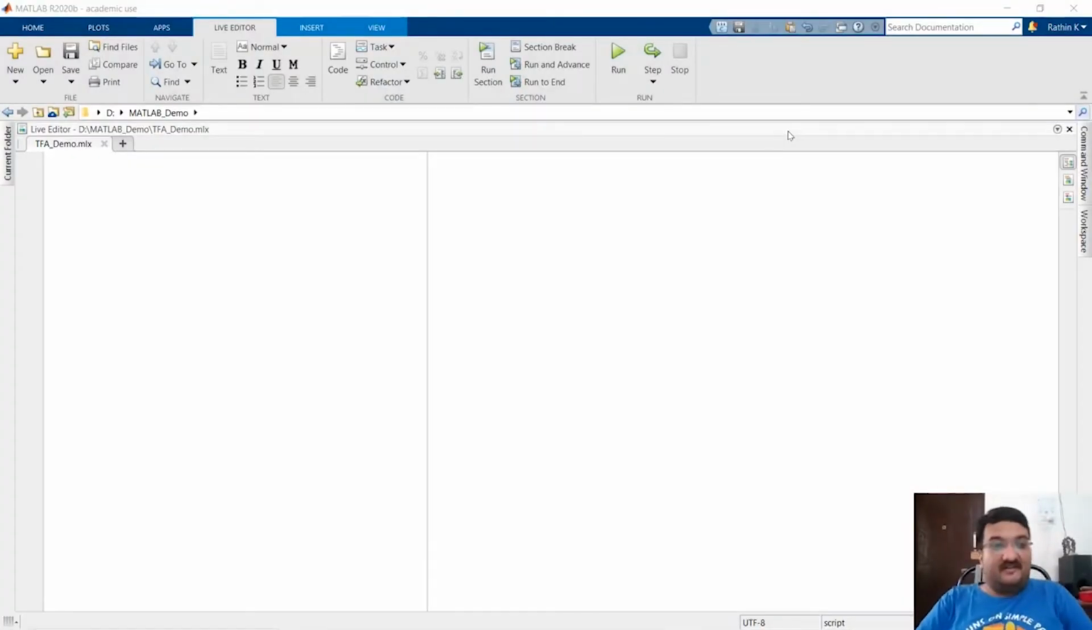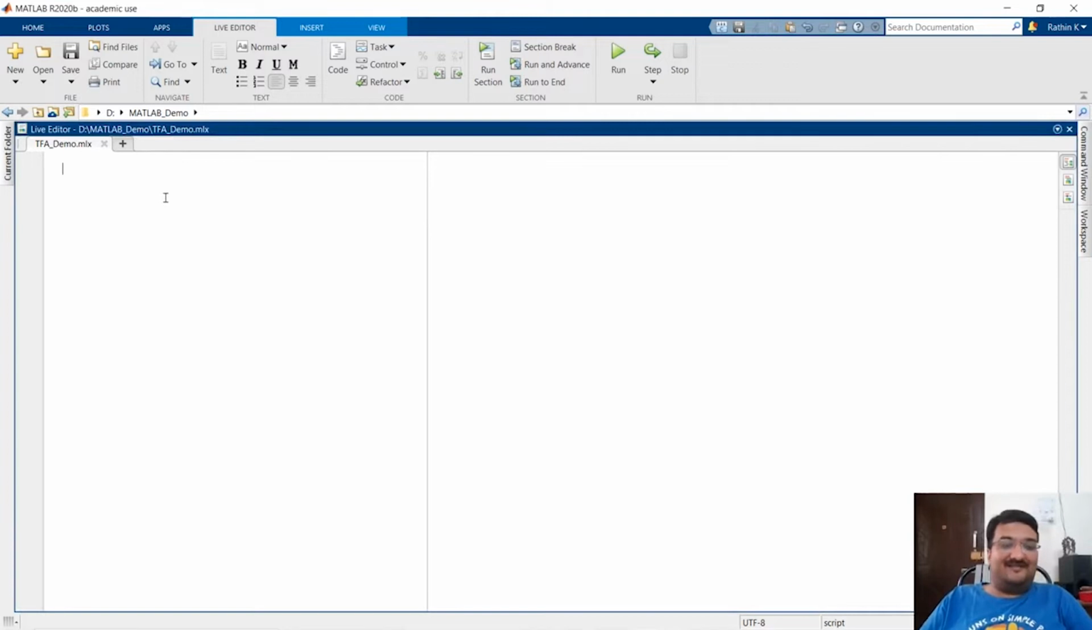This is a live editor in which I can code and type text, which might be useful for your understanding. So instead of only a demonstration, let's quickly do sinusoidal wave generation.